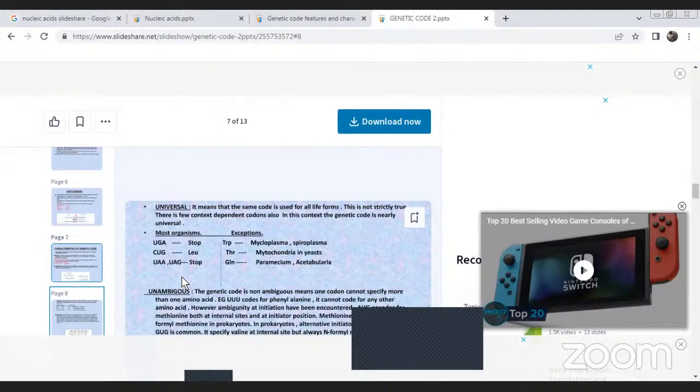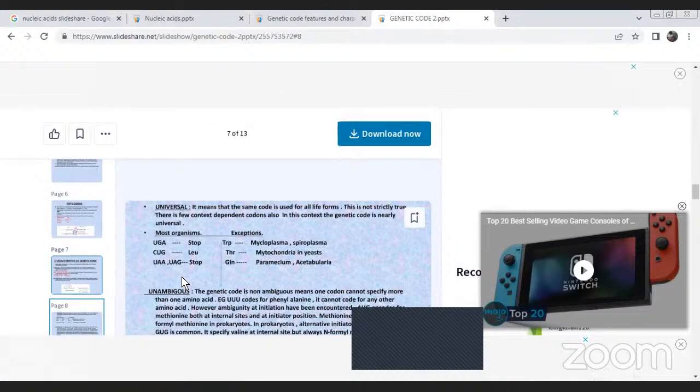What is universal? In most organisms, UGA is the stop codon. CUG is leucine. UAA, UAG are stop codons. Tryptophan, mycoplasma, AUG, these are universal. It means the same code is used for all life forms, for example bacteria, some of the algal members, some of the animals, and some of the plant kingdoms. The universal codon. Next characteristic is unambiguous.